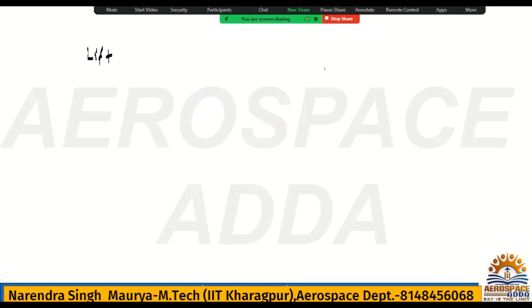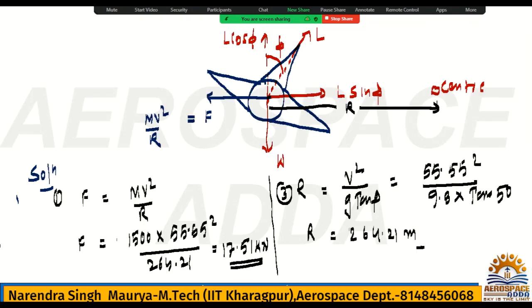That value, check. F is equal to what? mv square by r, right? You don't multiply it by 9.8 again. Why? Because the simple formula is what? F is equal to mv square by r.